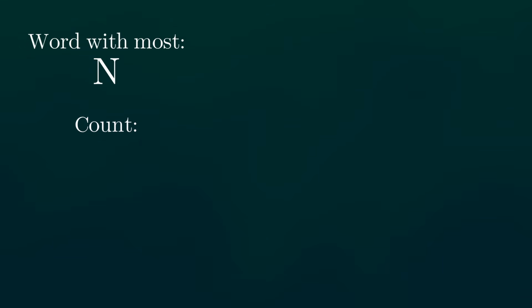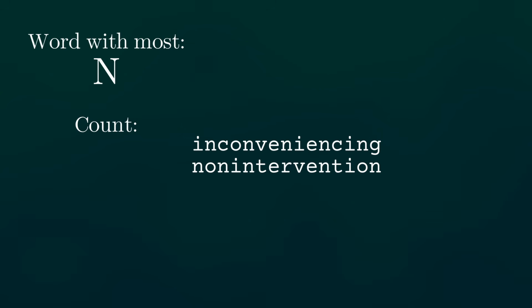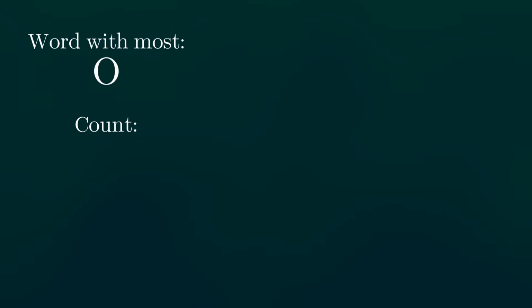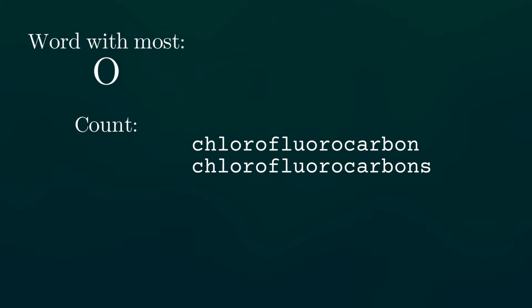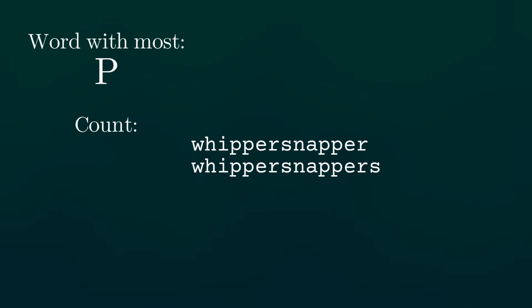The word with the most N's is a 2-way tie between inconveniencing and non-intervention, with 5 N's each. The word with the most O's is a 2-way tie between chlorofluorocarbon and chlorofluorocarbons, with 5 O's each. The word with the most P's is a 2-way tie between whippersnapper and whippersnappers, with 4 P's each.